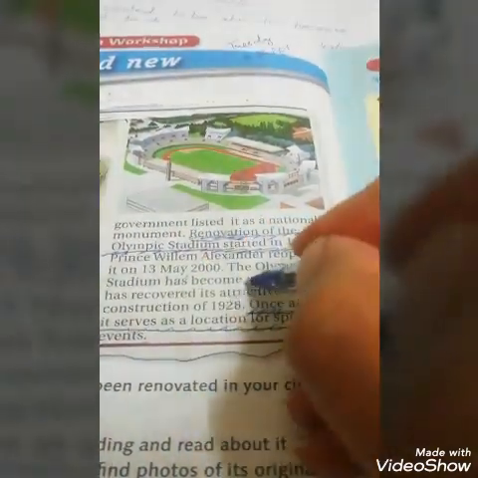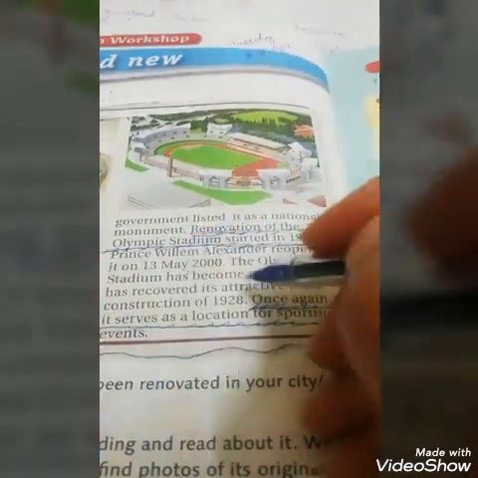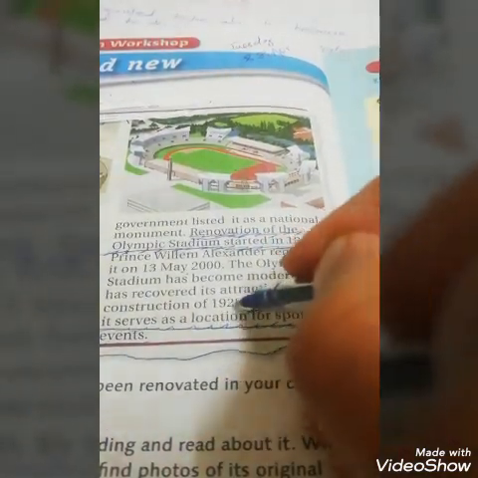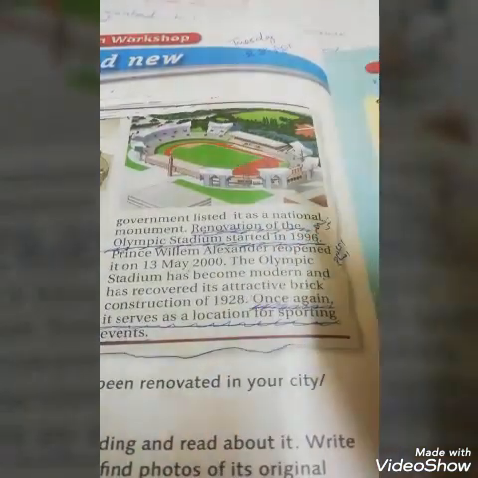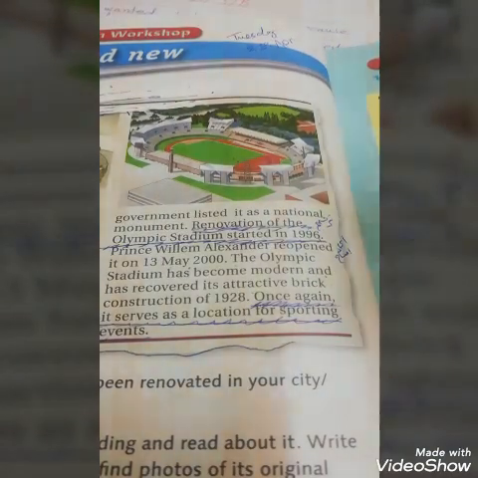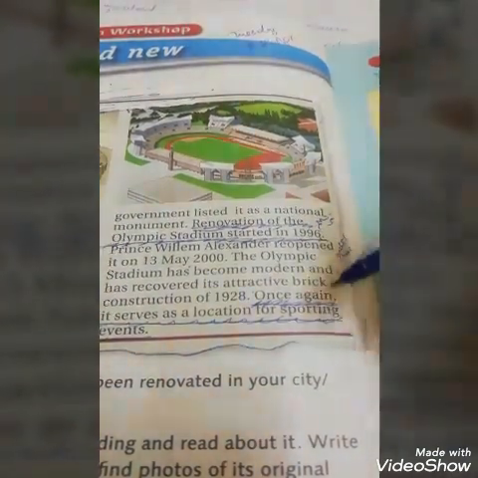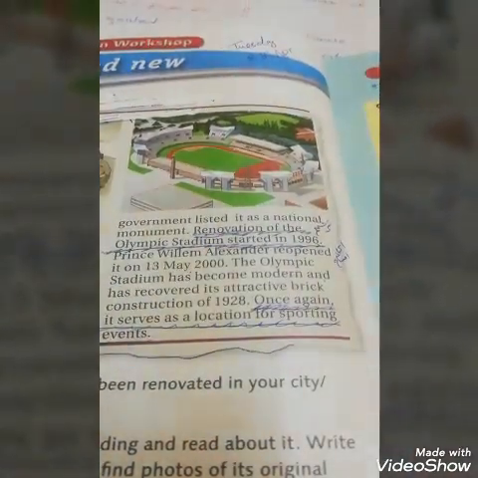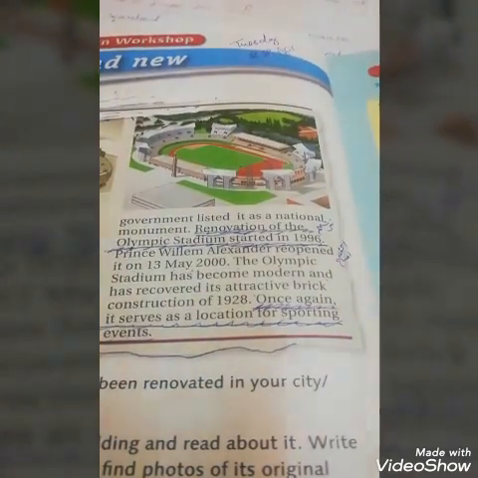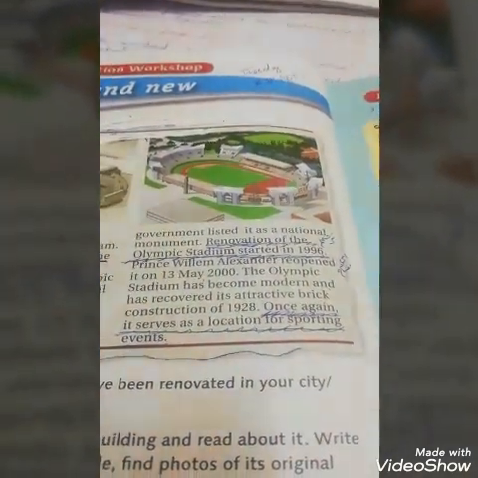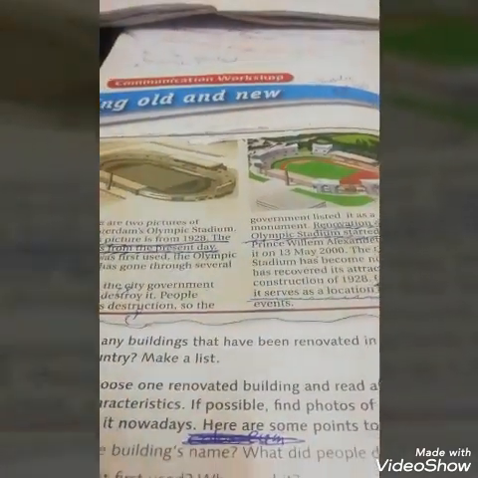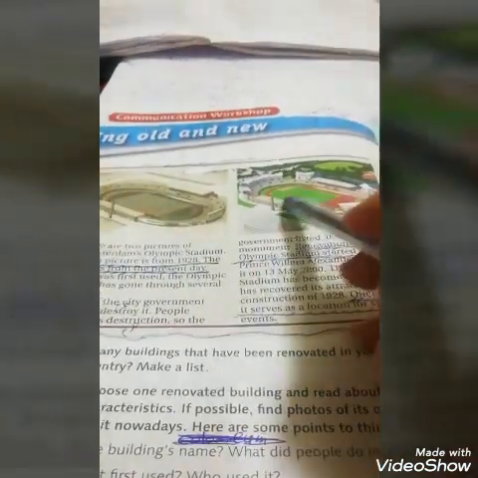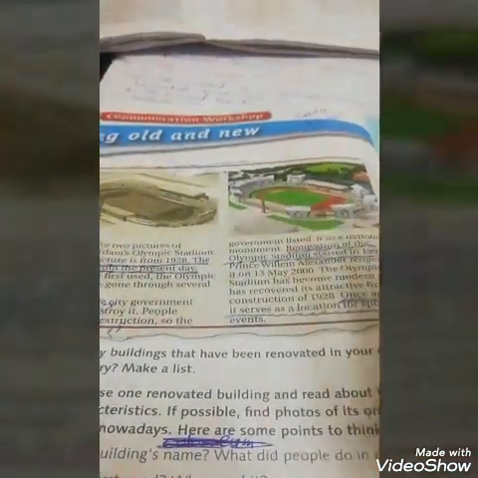The Olympic Stadium has become modern and recovered its attractive brick construction of 1928. It became a new and modern stadium. Once again, it serves as a location for sporting events, and now it is used for sports activities. So, this is a picture of Amsterdam's Olympic Stadium in the past in 1928 and this is a picture from present day.